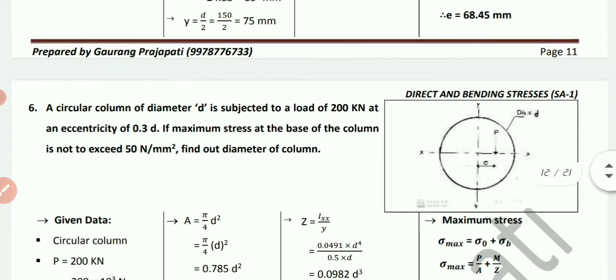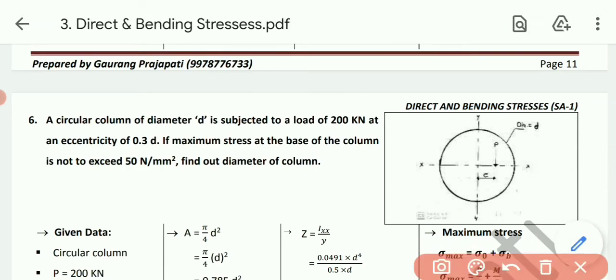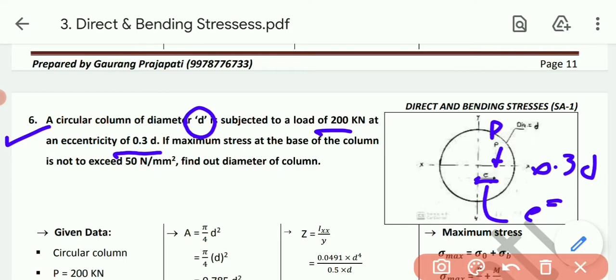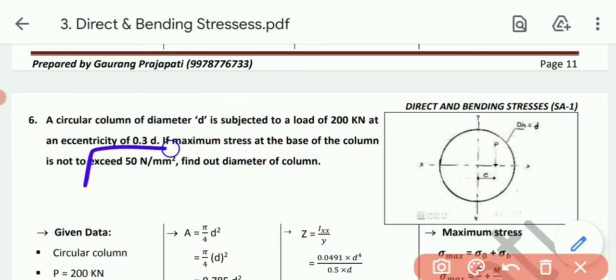Now this one is also of the circular section. Example number 6. A circular column of diameter small d, now diameter is unknown in this one, is subjected to a load of 200 kilonewton at an eccentricity of 0.3 times d. See, force is given and eccentricity is also given, but in terms of d, that is 0.3 times d. So diameter is unknown for us. If maximum stress at the base of the column is not to exceed 50 Newton per mm square.